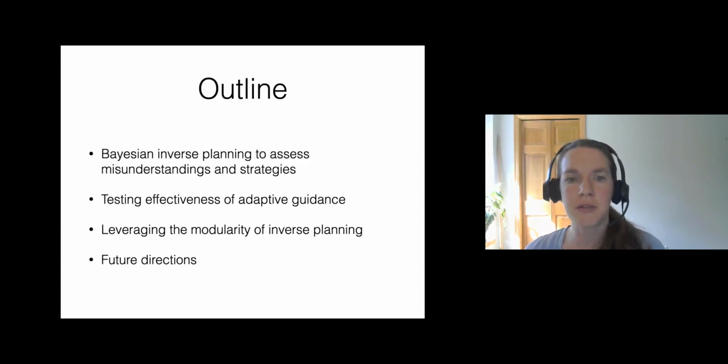So in this talk, I'm going to flesh out that Bayesian inverse planning framework and then tell you about how we've used it to try to close the loop between analyzing student solutions to actually providing them with guidance. I'll then talk a little bit about some ways that we can leverage the modularity of inverse planning to apply it to new situations and talk a little bit about future directions.